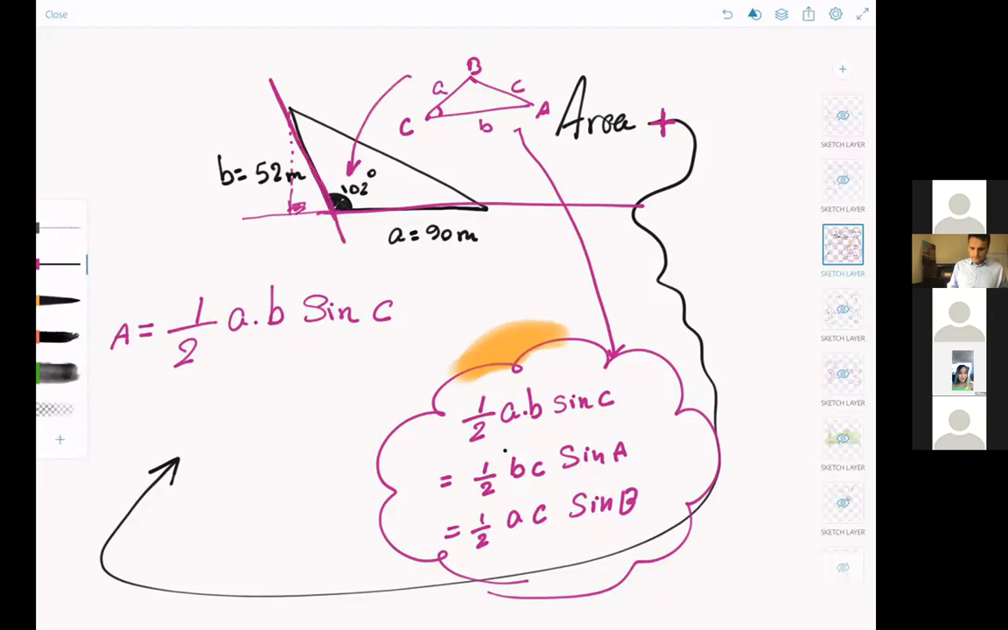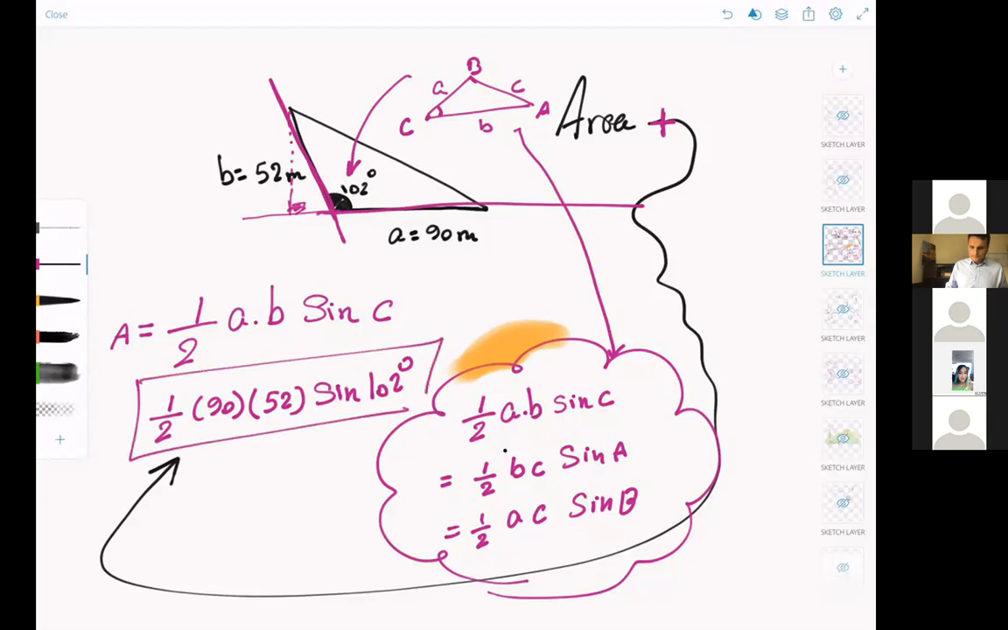So in this case it will be 1/2 times 90 multiplied by 52 times sine of 102 degrees. So this is the formula for the area for this particular triangle. We're going to have 45 times 52 times sine of 102 degrees. You just plug it like this into your calculator and you get the number.